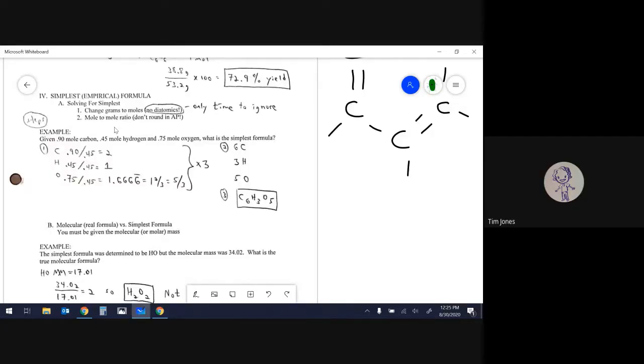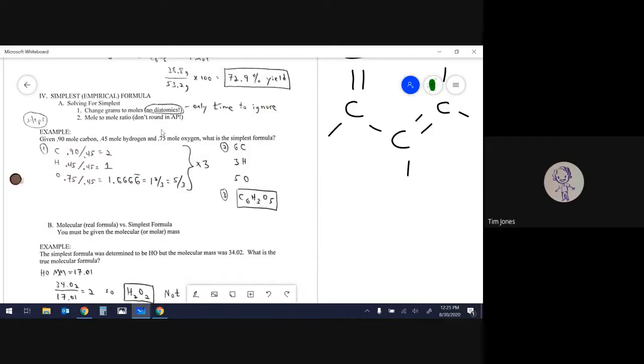So, if the problem has given you grams, turn those to moles. When you do this, do not use the molar mass of diatomics. You don't know what the molar mass is yet of the molecule. You just know the molar mass of each individual element. So don't do diatomics here. This is the one and only time to ignore the whole diatomic idea. Then you're going to compare the moles of each atom to every other atom. And I'll explain this not rounding in this problem.